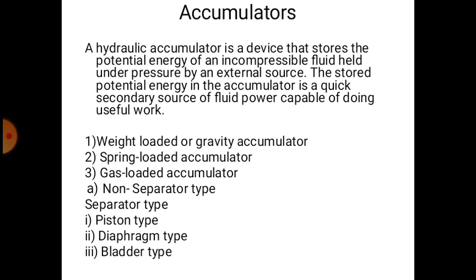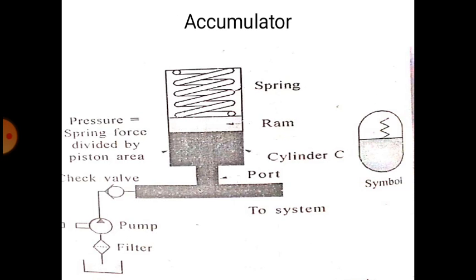The different types of accumulators are weight loaded or gravity accumulator, spring loaded accumulator, and gas loaded accumulator, which can be non-separator type or separator type. In the separator type there are piston type, diaphragm type and bladder type. So this is a spring accumulator, with a spring.